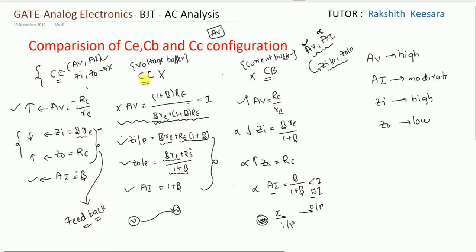See guys, we analyzed 3 amplifiers and we compared the 3 amplifiers and we came to the conclusion that only CE can be used as an amplifier. Why? If you see CC and CB, this is not providing voltage gain, this is not providing current gain. Only CE is providing voltage gain and current gain. But its input impedance is very low, output impedance is very high, which should be changed. For this, we are introducing a concept called feedback. I will discuss this concept in the next video.